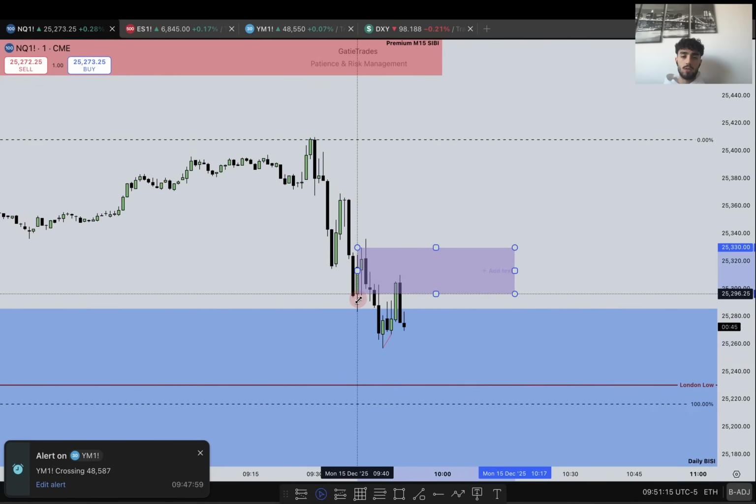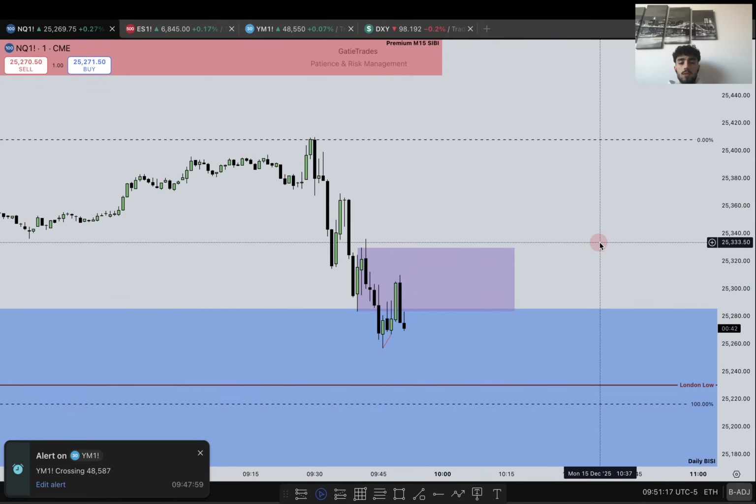This is a bearish order block. It's currently respecting it. Still bearish.